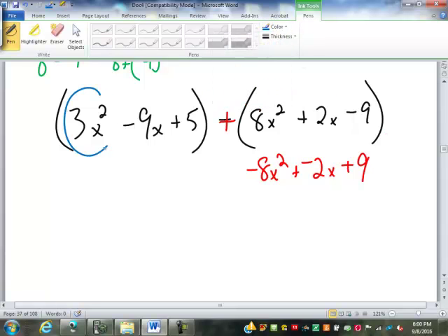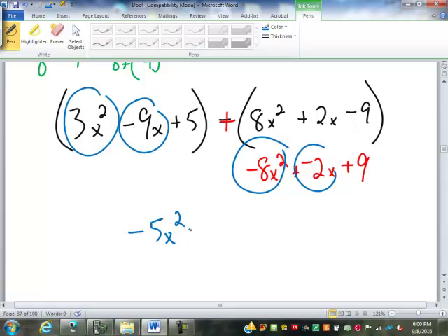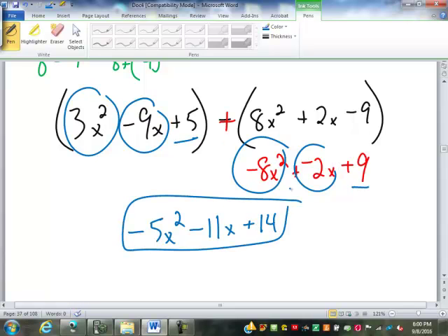So now I combine my 3x squared and my negative 8x squared is negative 5x squared. I'm combining my negative 9 and negative 2 to make a negative 11x. Positive 5 and positive 9 make a positive 14. I still have to deal with the negatives. I'm just no longer subtracting, I'm adding. So all that is done is change my subtraction into addition.